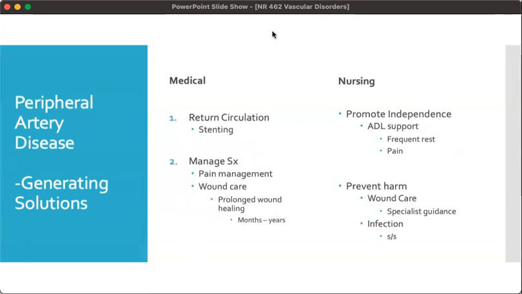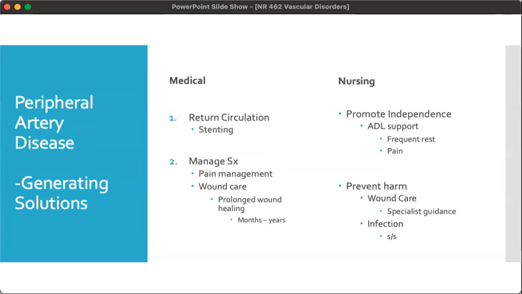For generating solutions on the medical side, the main goal is returning circulation. It's the problem, and that's the solution they're looking for. On the medicine side, usually that's a surgical solution, is returning circulation. So they'll do procedures like stenting, where they're going to insert a stent into the artery, inflate that stent to help keep the artery open and return blood flow past the area of constriction.